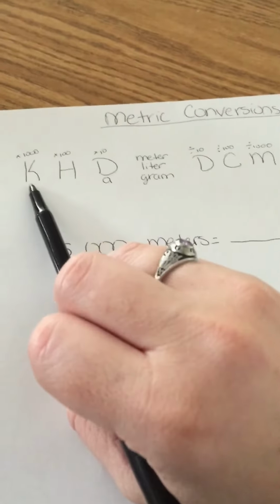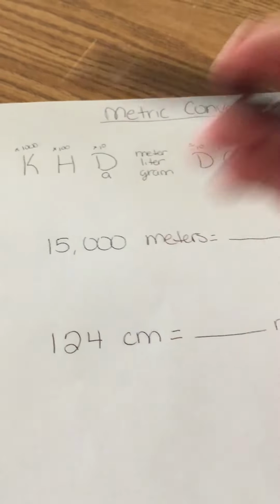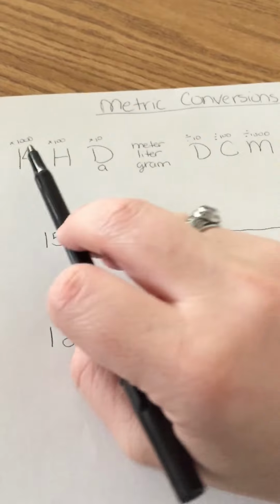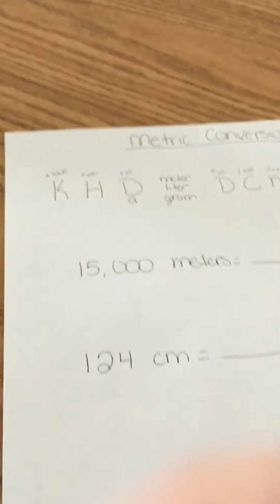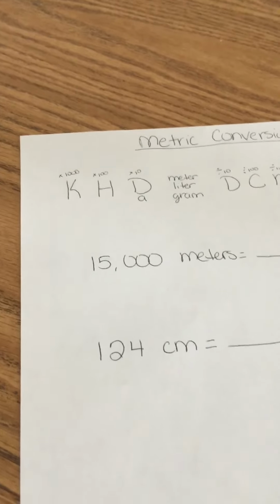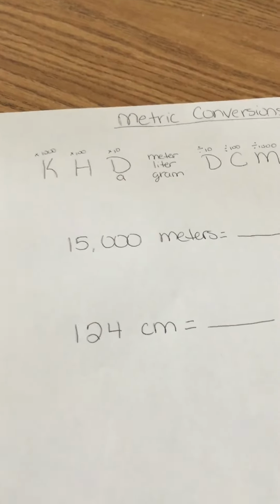For example, if I take the prefix kilo and I put it before the meter and I create kilometer, what that is saying, it's as if I have 1,000 meters put end to end. That distance would then be a kilometer long.